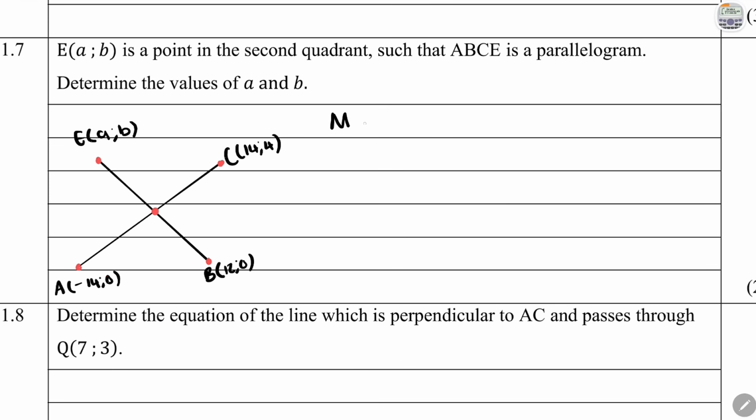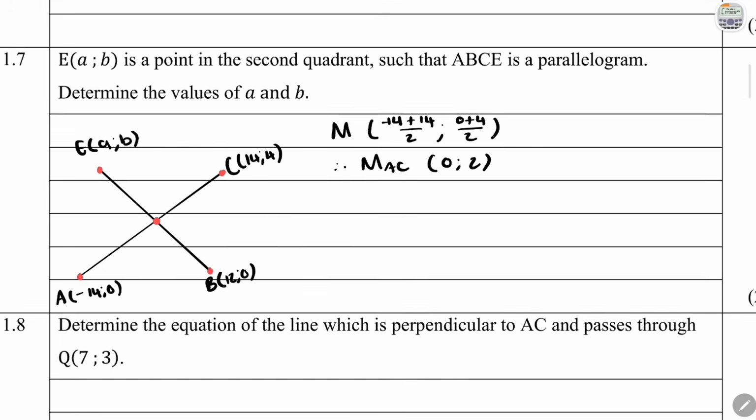So the midpoint of AC, we'll find by saying x1 plus x2 over 2, so negative 14 plus 14 over 2, and then y1 plus y2 over 2, 0 plus 4 over 2. That midpoint of AC is 0 over 2, which is 0, and 4 over 2 is 2. So 0 and 2. It's that y-intercept.